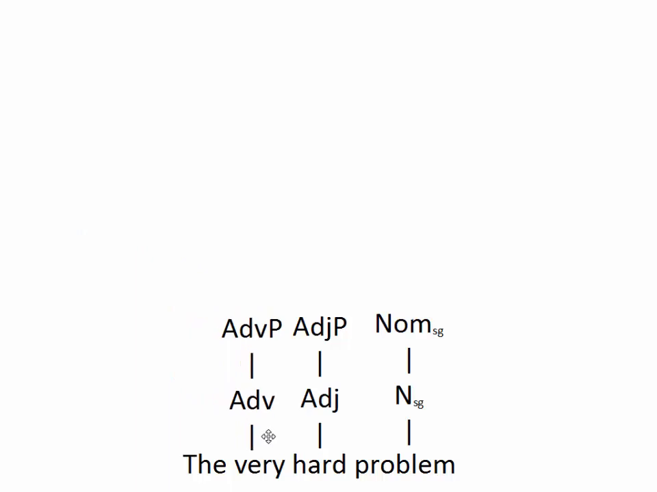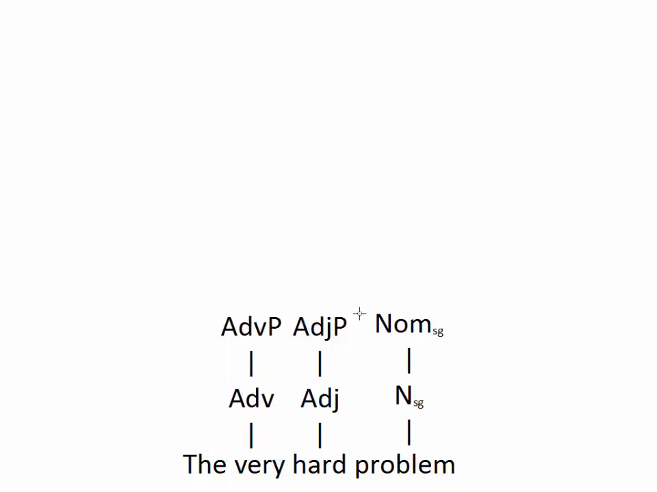Let's take a look at some example sentences, or phrases. They're not sentences yet. So if we have something like the very hard problem, let's draw up the structure for that. All right, so we know that problem, we've already said that's a singular count noun, so that'll be fine. Hard, we've seen, is an adjective. Now we've also got very, which we've said is an adverb and an adverb phrase by itself. Now the question is, how do these things combine?